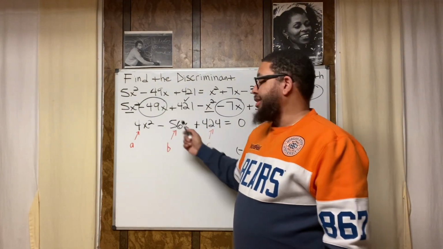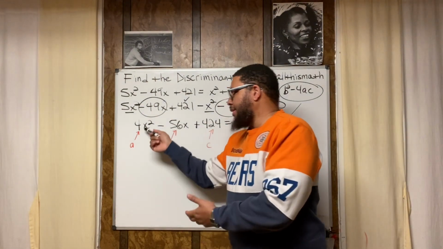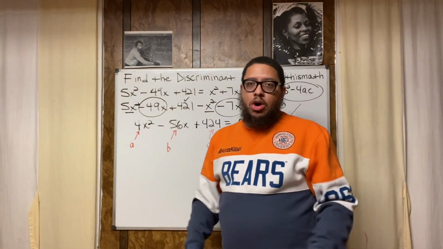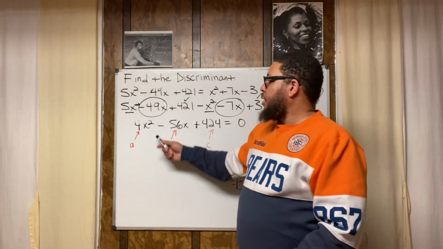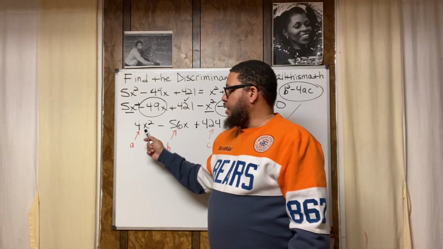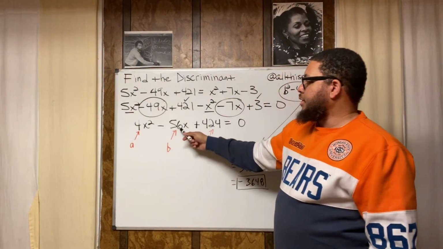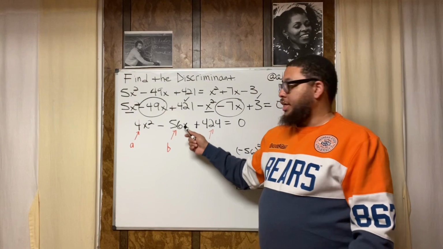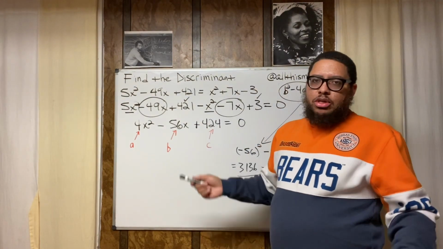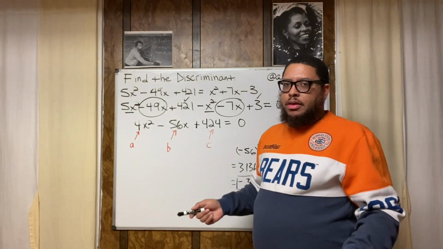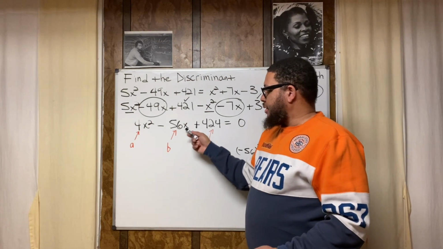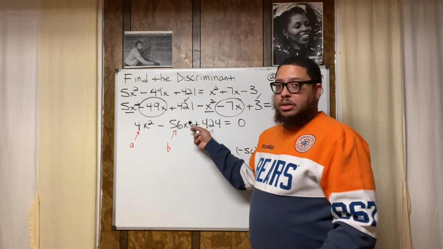But even if the terms weren't in order, just know that a always matches up with the x squared term. And it doesn't matter what the variable is. It could be j squared or r squared or d squared. Whatever variable is raised to the second power, a is the number attached to that. B is attached to the variable that's raised to the first power. But you don't see a 1 written here, right? Because you don't have to write the exponent 1. It's understood. So if this is an x, it's automatically x to the first power.